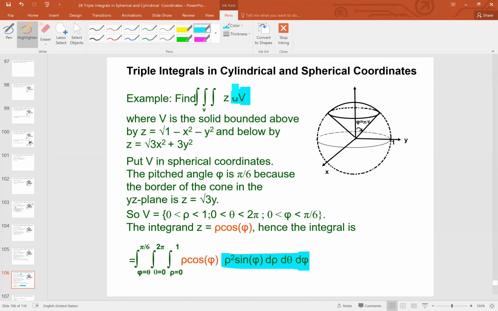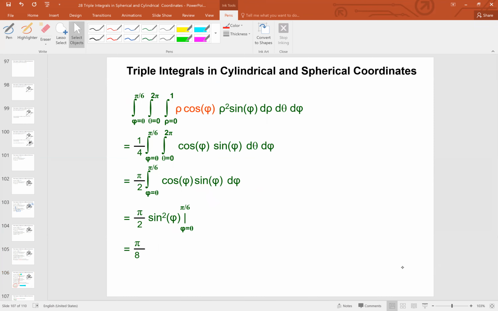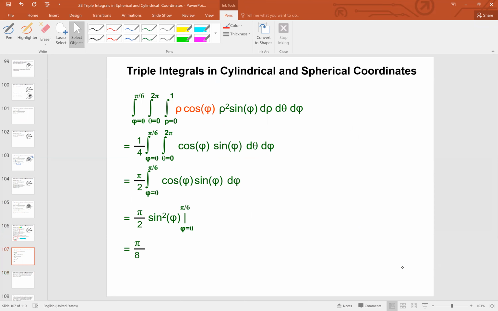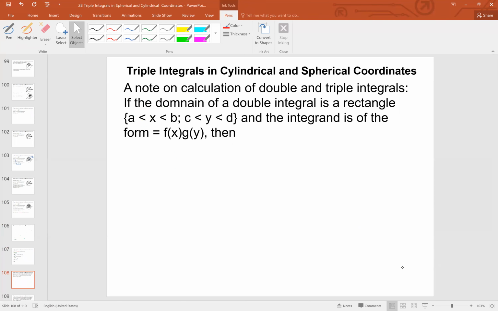This is the dv part, the volume differential, which is the conversion of the formula into rho, theta, phi in spherical coordinates. And this is the description of the solid we're integrating over, this ice cream cone. And that's what it comes out to. I will leave this for you to check.